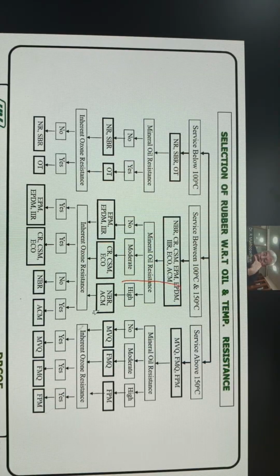So in this chart, nitrile and acrylic have very good oil resistance. High oil resistance at 120 degrees centigrade you can use; acrylic 150 degrees plus. But nitrile rubber does not have ozone resistance. So the compounder must select what you want. If you want 100 to 150 centigrade oil resistance as well as ozone resistance, in that case acrylic rubber is suitable. But above 150 degrees centigrade, we have fluorocarbon and silicone. So in that case, you can see that.